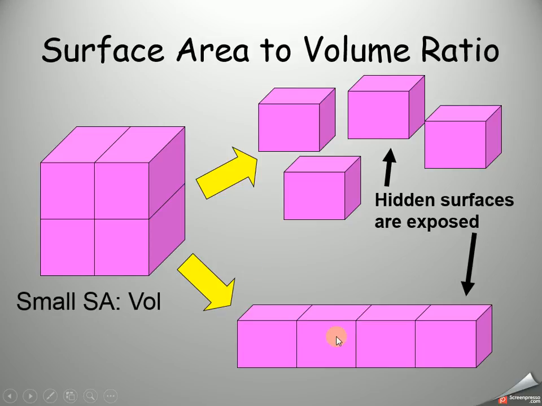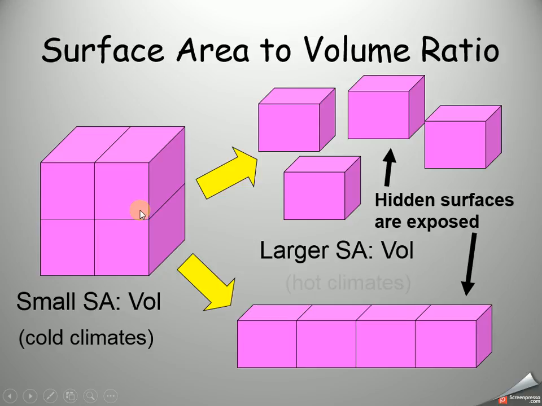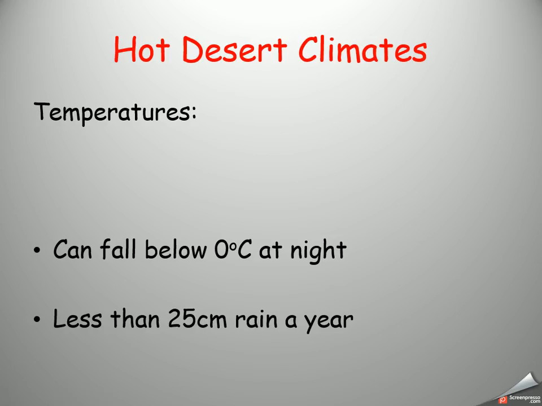So this has a smaller surface area to volume ratio. This has a larger one, because all the surfaces are exposed, but the volume has stayed the same. Can you see how this is locked away? Lots of its surfaces, and that's why animals are round. And hot animals that live in the desert tend to be very long to expose as much of their surface to the outside as possible.